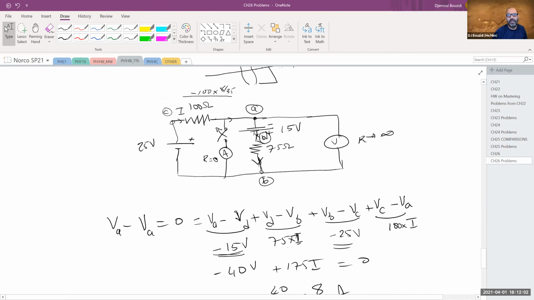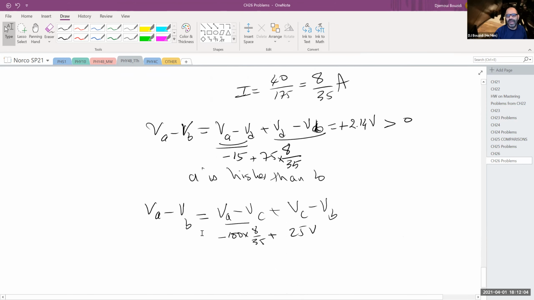So let's see if we can get the same correct answer. I'm going to use a calculator on the computer screen now. It's going to be the same thing anyway. So negative 100 times 8/35 plus 25. And the answer is absolutely the same, and that is very important, including all the sig figs. So this is just to check. It checks.